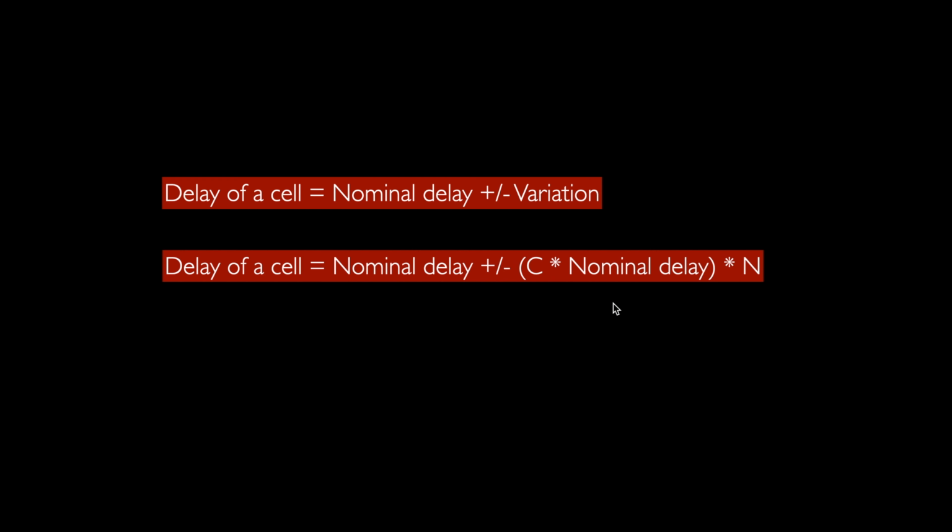Now let us see how delay calculation is performed with POCV. Basically, POCV works on a path by path basis. And here is the equation to find the delay of a cell, which is nominal delay plus or minus variation. The value of variation is added or subtracted from the nominal delay for max and min delay analysis respectively. Variation is again represented as the product of C, nominal delay, and n, where C is the POCV coefficient and n is the number of standard deviations.